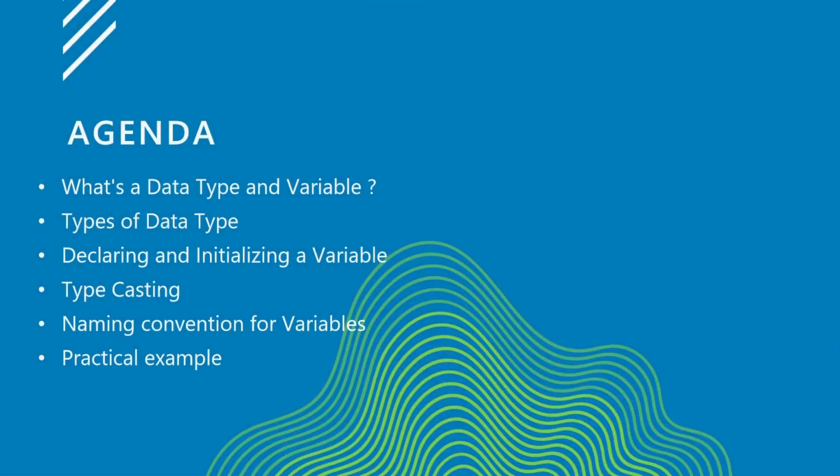Our agenda for this video is first to understand what is a data type and variable, what are its types, and how to declare and initialize it. Then we'll also talk about typecasting and finally we'll talk about some points to remember while naming your variables. Now, I know that the terms might sound a bit technical, but stick around because I promise it's simpler than it sounds. And we'll also be implementing these concepts in IntelliJ side by side for better understanding them. So let's begin.